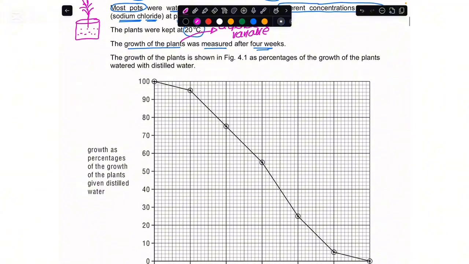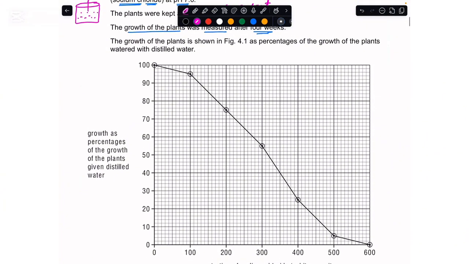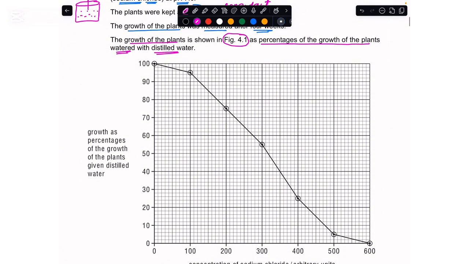If we move forward, they say the growth of the plants is shown in figure 4.1 in the form of a graph, where they have presented the percentages of growth of the plants that were watered with distilled water. Now, if we look at this graph, the important point is that you are required to look at the y-axis, and this y-axis presents the dependent variable that we were measuring.